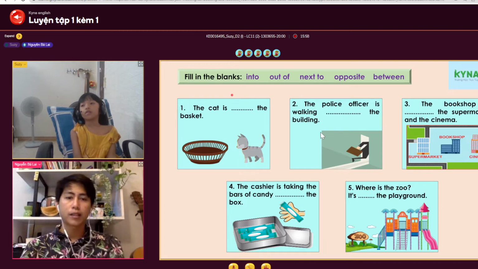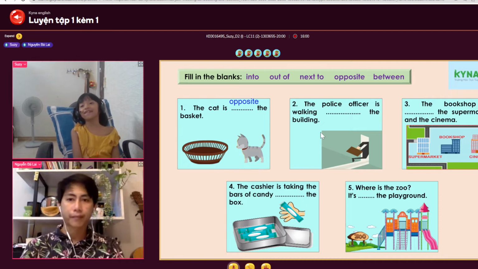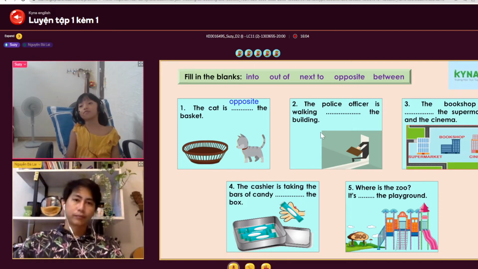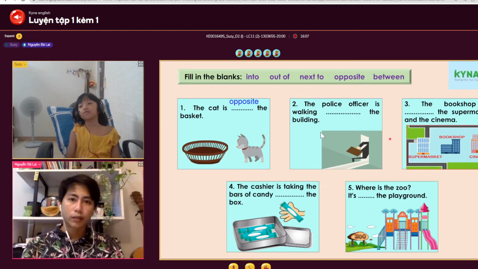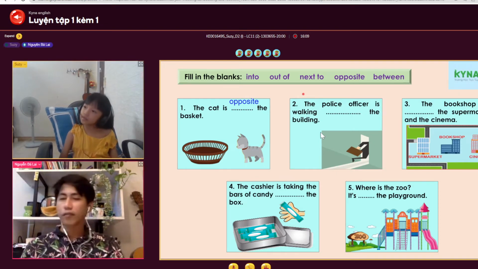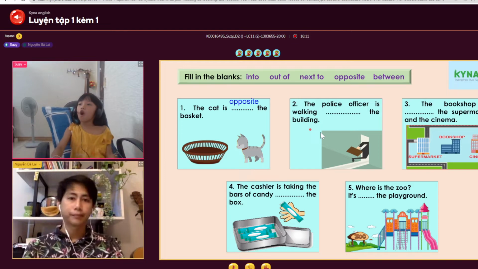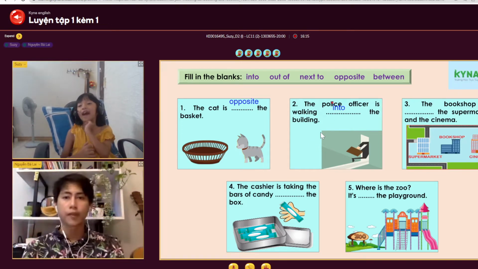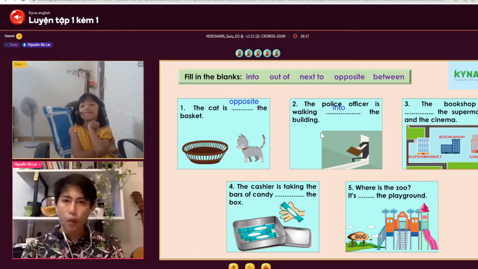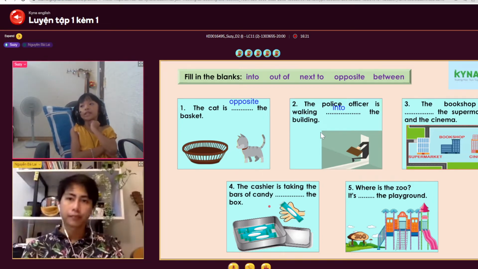What is the police officer doing? I thought he was going out. So read the sentence. The police officer is walking into the building, right? Yes. Where is the bookshop? The bookshop is between the supermarket and the cinema, right?